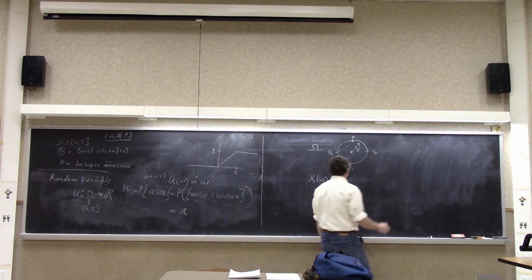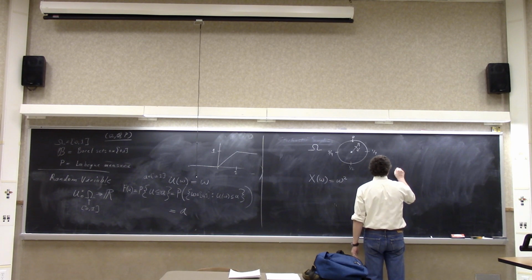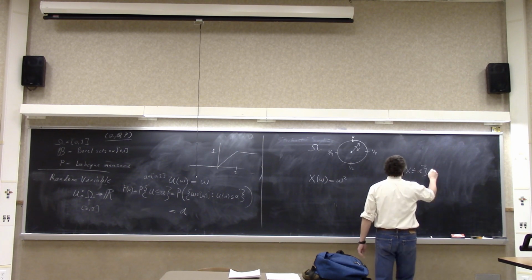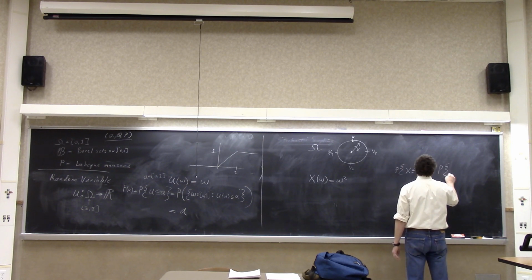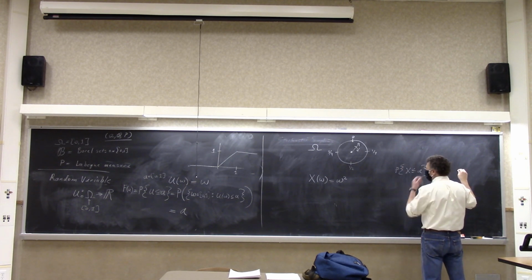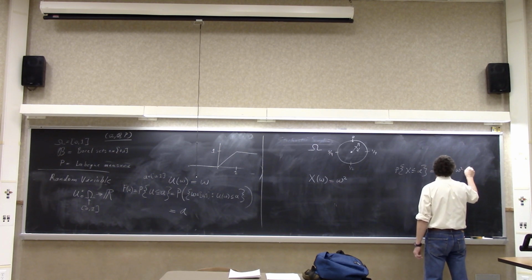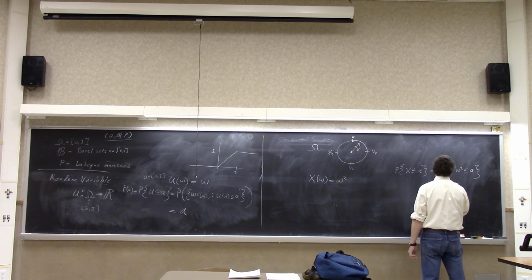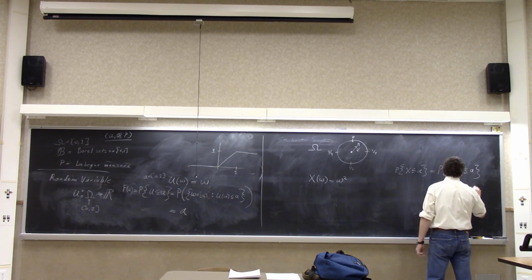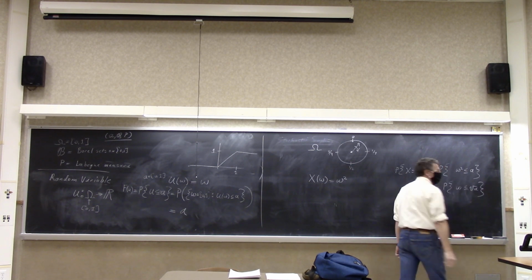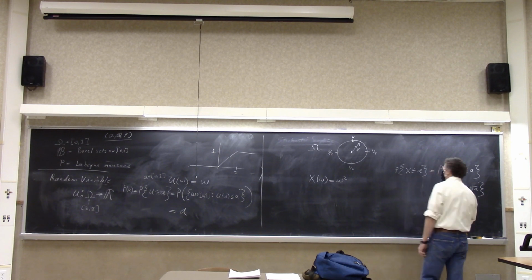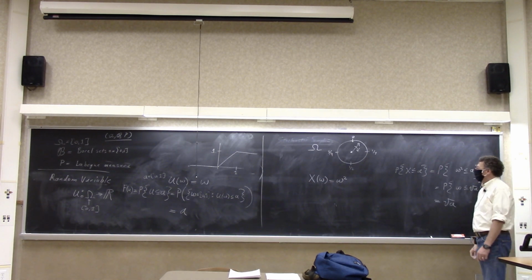I get that the probability that x is less than or equal to a is equal to the probability that omega squared is less than or equal to a, right? Which is equal to the probability that omega is less than or equal to the square root of a, right? So this would be equal to the square root of a would be the distribution. That would be the cumulative distribution function.